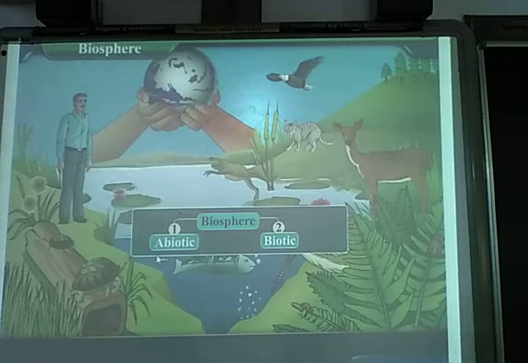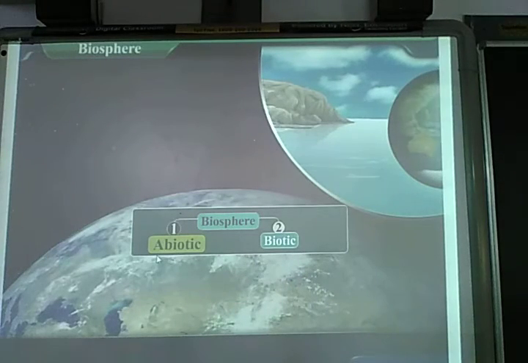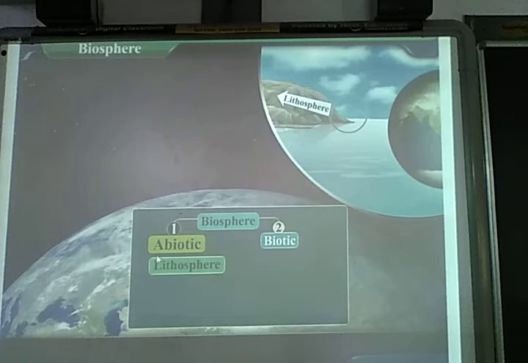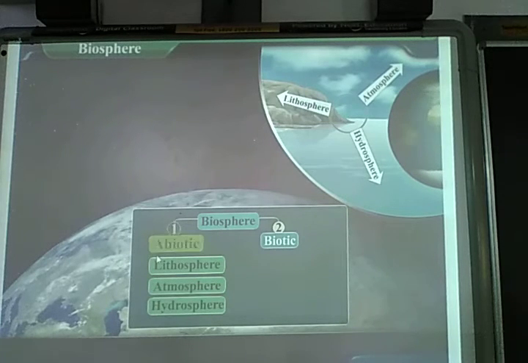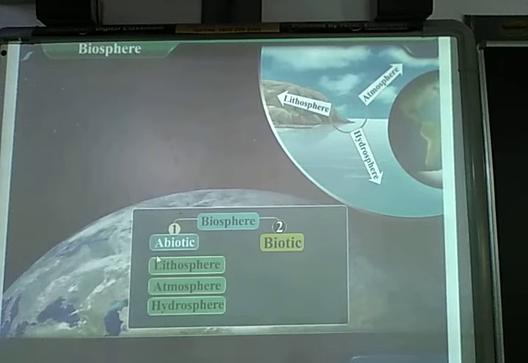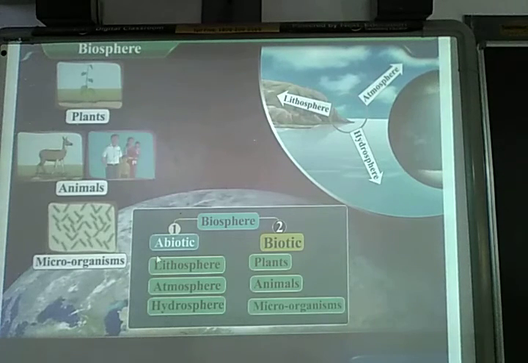Biosphere is divided into two parts. One is non-living organisms, that is abiotic, and the other is living organisms, that is biotic. The abiotic division of the environment includes lithosphere, atmosphere, and hydrosphere, whereas the biotic division includes plants, animals, and microorganisms.